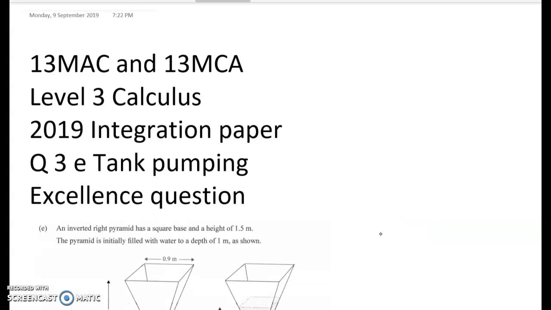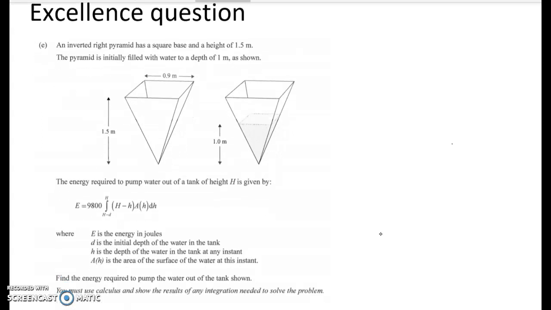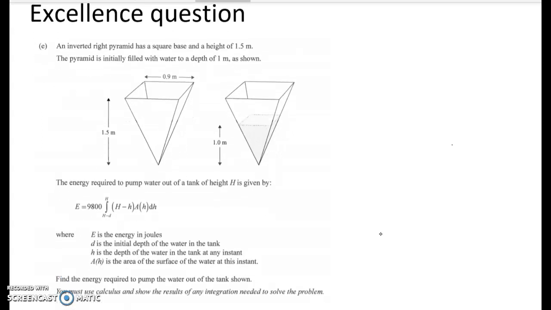This is an excellence question from last year's integration paper, and it's about water pumping out of a tank. It's not too bad as long as you remember how important similar shapes and similar triangles are to a lot of harder integration questions. And we've got a really good diagram that's going to help us with that idea.